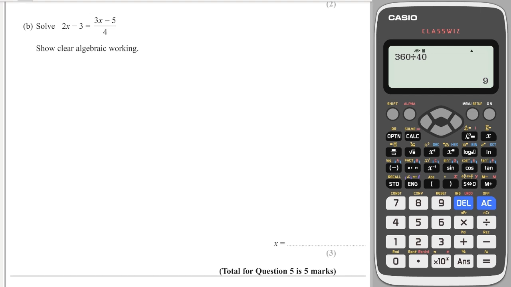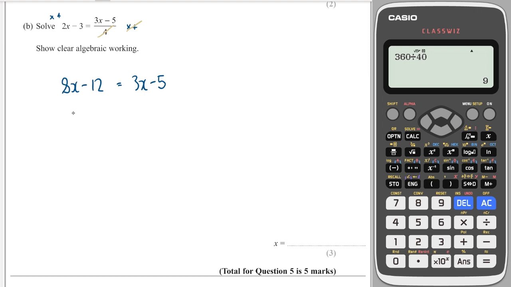Solving this equation, I don't like having a fraction in an equation. I want to get rid of that as soon as possible. So what I'm going to do is multiply both sides by 4. So this side by 4 and this side by 4. So on the left side, I get 8x minus 12. And on the right side, this times by 4 cancels with this divide by 4, which means I'm left with 3x minus 5. I don't need to multiply the denominator by 4, because that would essentially be us timesing it by 4 twice, which wouldn't be equal.